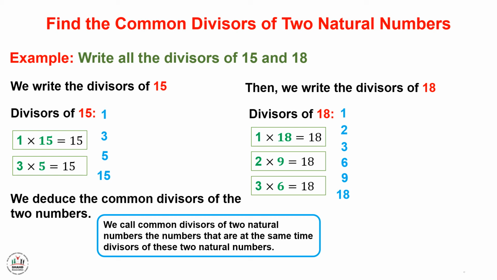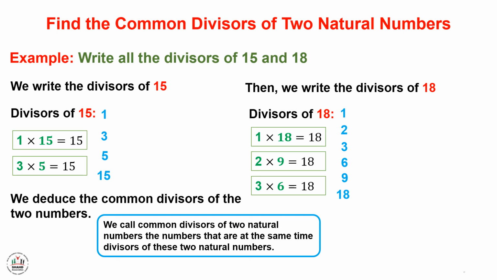Just as we said for multiples, the numbers that are at the same time multiples of two natural numbers are common multiples. Here it is the same: numbers that are at the same time divisors of two natural numbers are common divisors of these two natural numbers, which are 15 and 18.